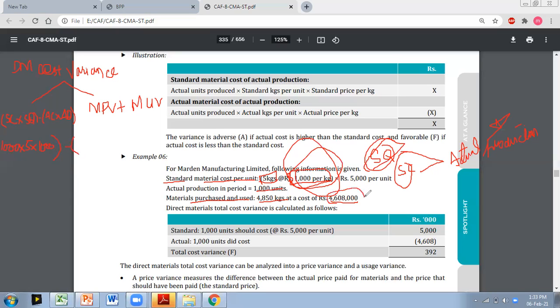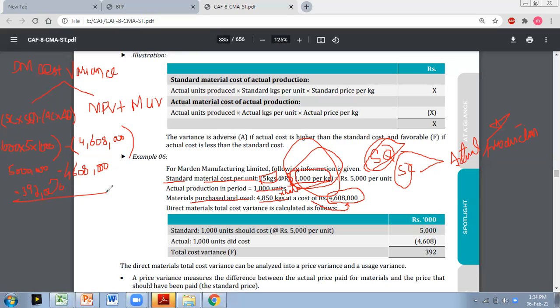Now this was our actual cost into actual quantity. You have purchased 4,850 kgs, and when you multiply it with your rate, you would get this answer, right? You would say that we have purchased 4850 kgs at this rate, and it cost us this, right? So this is a wholesome figure that you have to put over here, right? This becomes 5 million, and this as it is 4608000, and you get the answer as 392,000, right? So this is the answer.